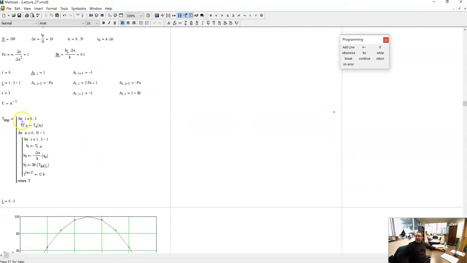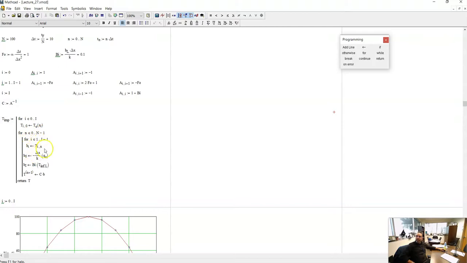The algorithm is very simple. First of all, we fill the initial condition: the temperature at all the nodes at time equals 0 is T0 of x_i at all the nodes. And then we loop over all the time steps from n equals 0 to n minus 1.